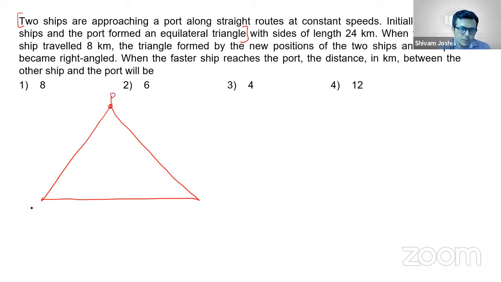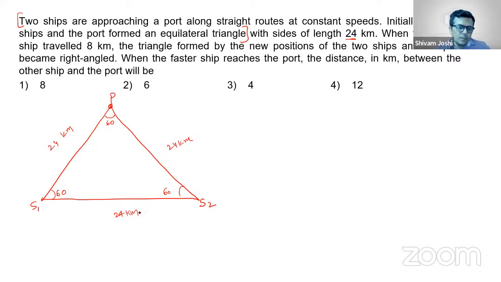So this is your port, this is your ship 1, ship 2, they make an equilateral triangle. Hence, these angles are 60 each. And the sides are also equal, which is 24. So this is 24 kilometers, 24, 24.